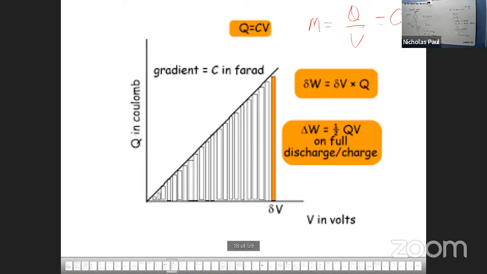And the area under this graph, this entire area here, is your work done, or energy stored. The work done or the energy stored in a fully charged capacitor is half QV. Where do we get the half from? It's a triangle, so it's half base times height.